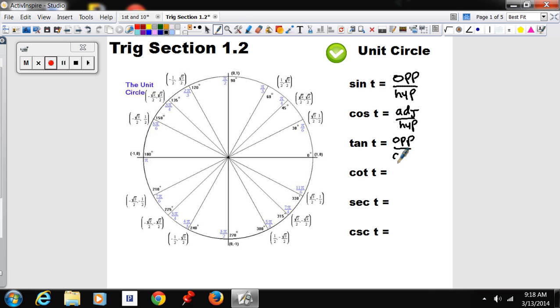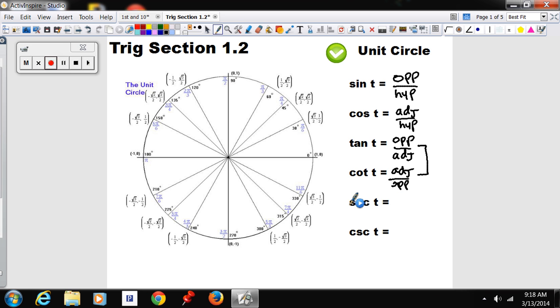Now we have three new ones: cotangent, secant, and cosecant. Cotangent is going to match up with tangent, and it's going to be its reciprocal. So if tangent is opposite over adjacent, cotangent is going to be adjacent over opposite. So it's the reciprocal of the tangent. Those two are connected. They're reciprocals of each other.